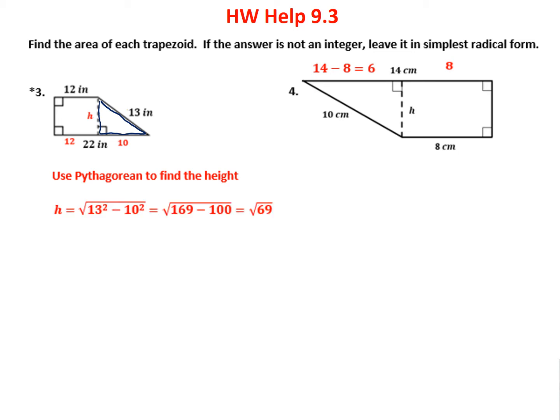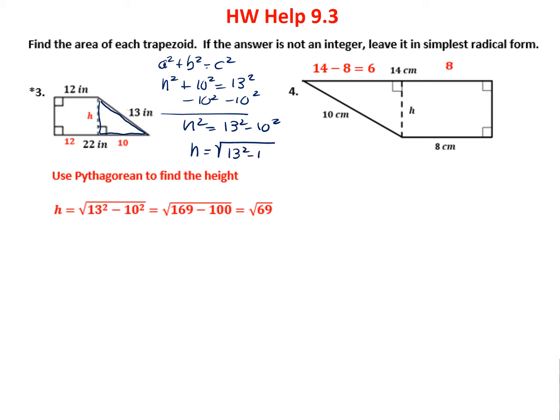So h is 13 squared minus 10 squared. If you're not sure where I got that from, remember the Pythagorean theorem says a squared plus b squared equals c squared, where c is the hypotenuse. So that means h squared plus 10 squared is equal to 13 squared. So if I subtract 10 squared, you see I get h squared equals 13 squared minus 10 squared. And because I want to find h, take the square root of h squared to give me h, but then that equals the square root of that. All right? And so that's where I came up with this 13 squared minus 10 squared.